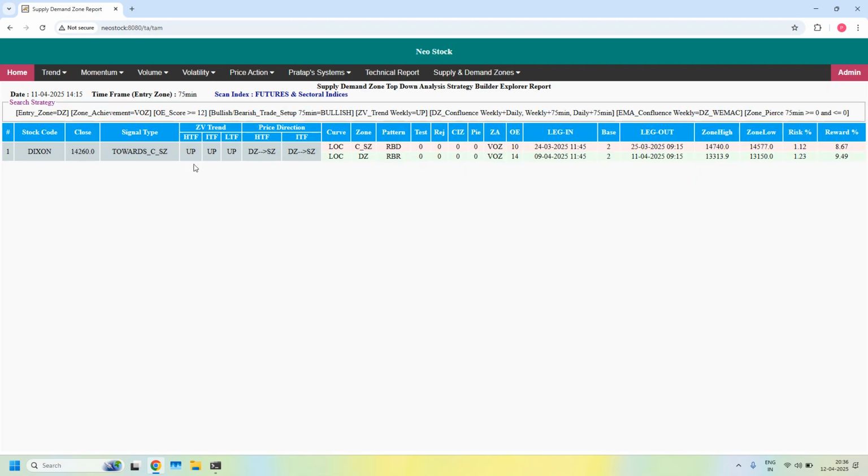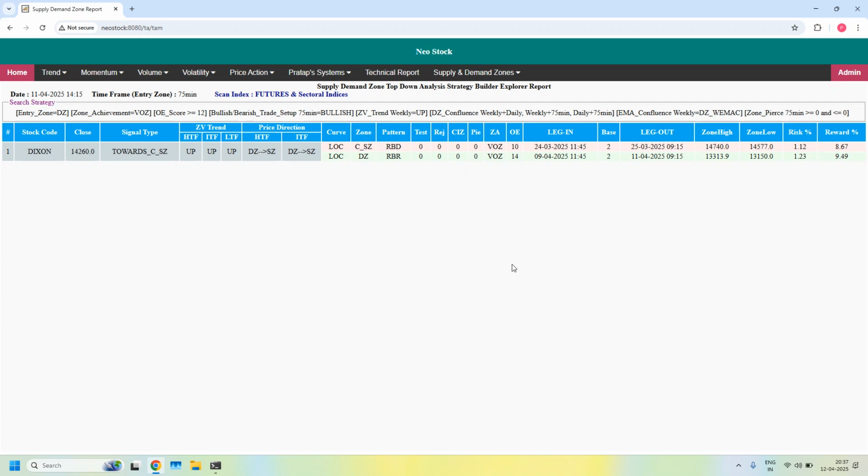See, uptrend it is having, and also this stock is having a weekly demand zone having weekly EMA confluence. If it is not satisfied, this demand zone would not have been filtered. So this is a bullish trade setup for weekly income trade. Entry time frame 75 minutes demand zone.